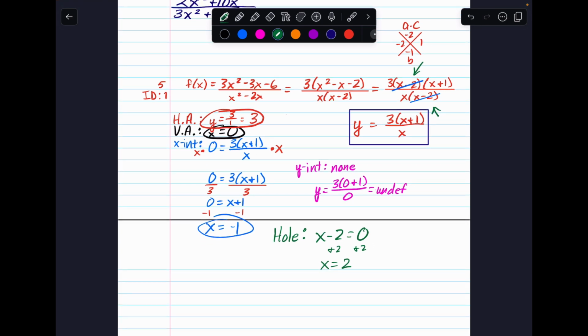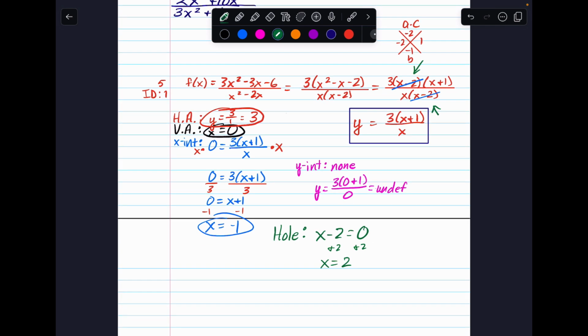But we need to find the coordinate overall for this one. So we're going to plug it back into the simplified one. y equals 3 times 2 plus 1 over 2. Solve. 2 plus 1 is 3, times 3 is 9. 9 divided by 2, which can stay as 9 over 2, or the exact decimal is 4.5.